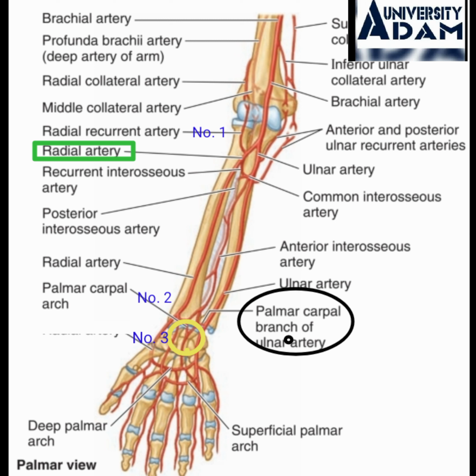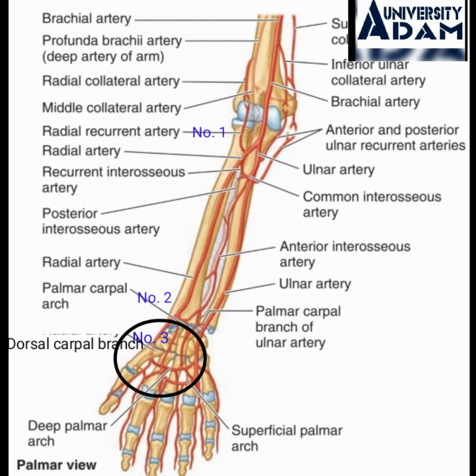And number 3 is the dorsal carpal branch. This dorsal carpal branch forms the dorsal carpal arch. This is the dorsal carpal arch. And number 4 is the superficial palmar branches. These are the superficial palmar branches and form the superficial palmar arch. So this is the superficial palmar arch. And number 5 is the muscular branches. Muscular branches supply the lateral muscles of the forearm. So these are the total 5 branches which arise from the radial artery.